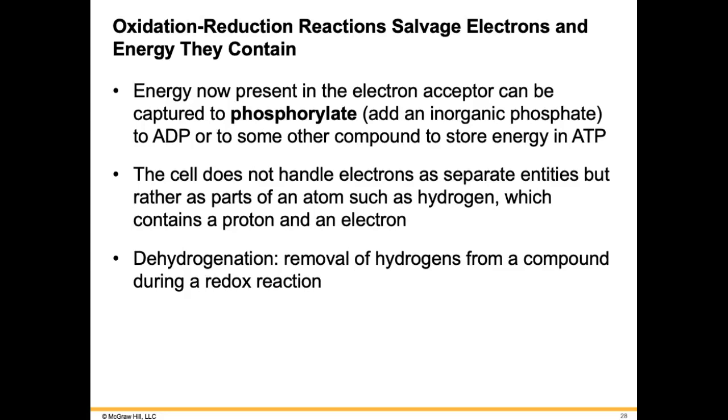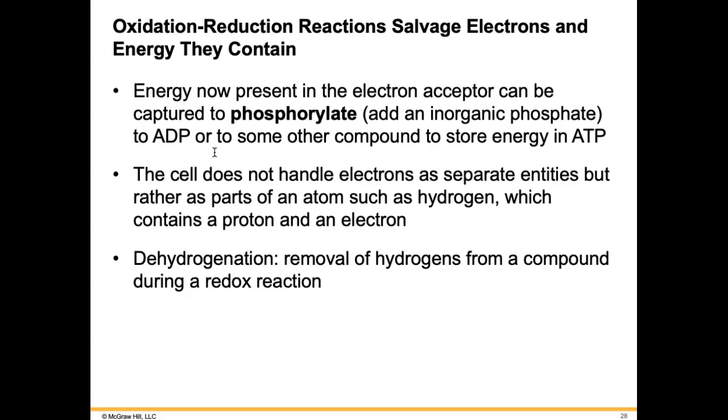So oxidation reactions salvage electrons and the energy they contain. Energy now present in the electron acceptor can be captured to phosphorylate, or add a phosphate to. When we phosphorylate something, we add a phosphate. When we Mrs. Rhodes something, we add my stamp to it, right? When I put my mark on it. So energy now present in the electron acceptor can be captured to phosphorylate or add a phosphate to ADP or some other compound to store energy.